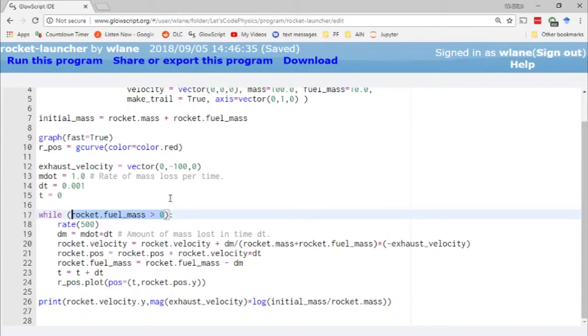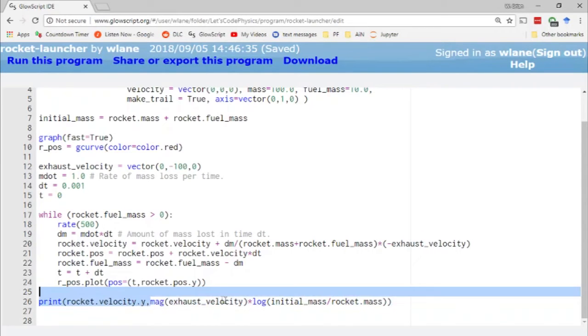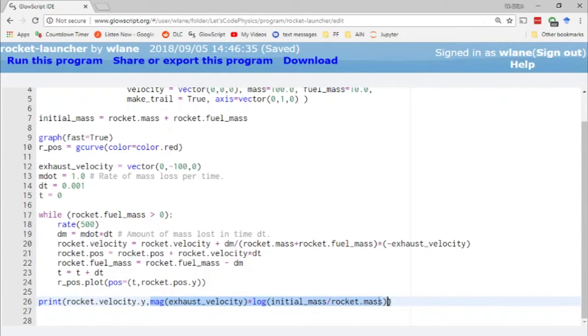It will still continue to move in the real world, but we're not interested in the simulation at that point. Now, if you use some calculus, if you're not familiar with calculus, just plug your ears for this next part. You can calculate what the final velocity of the rocket is supposed to be. It's supposed to be the magnitude of the exhaust velocity times the natural log of the initial mass divided by the final mass. And so here we're comparing the final velocity to this result from the rocket equation.